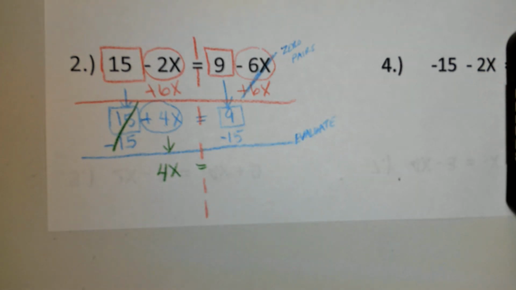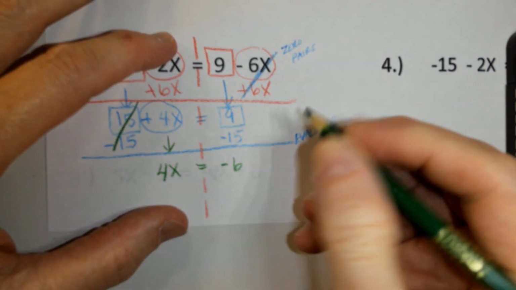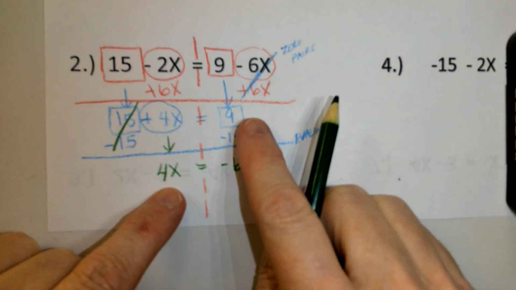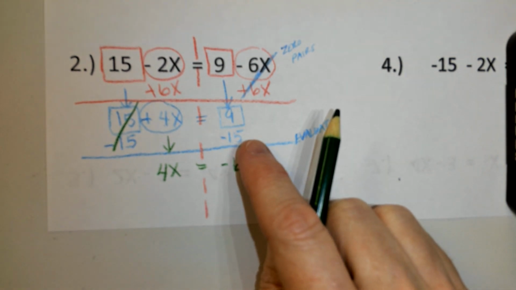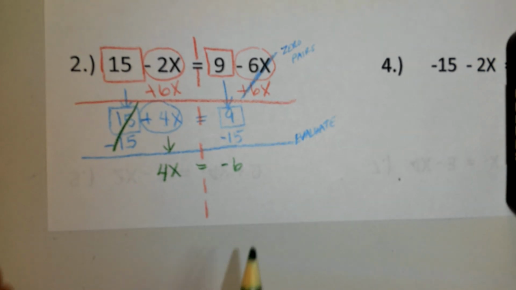So if I have 9 positives and 15 negatives, what do I have more of? Negatives. Let's figure out how much. By how many? By 6. So that means I'm going to have 6 negative. -6 is going to be the product of the combining of positive 9 and negative 15. Now, I get to this last step. Are we done? No, we got to get rid of that 4.